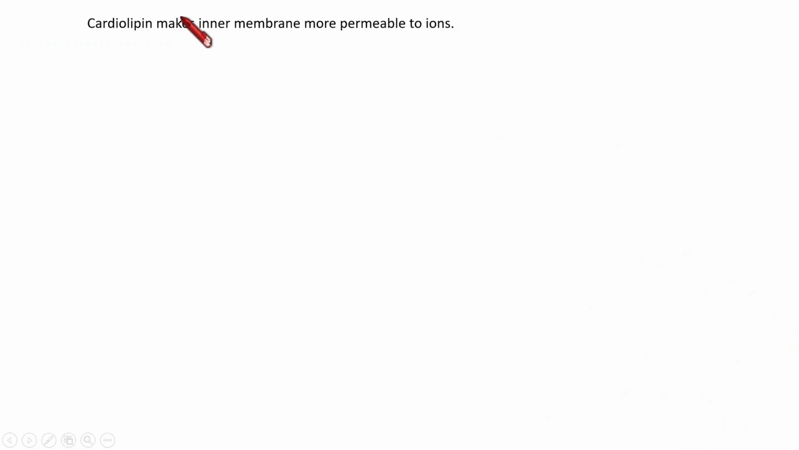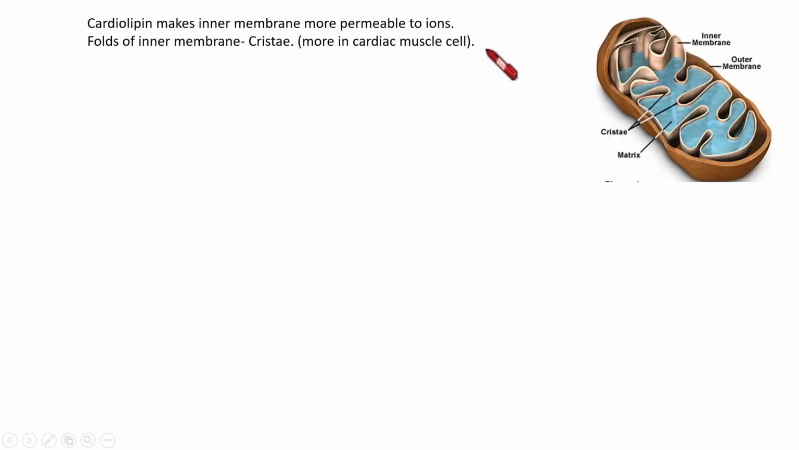Because of that, the inner membrane becomes more permeable to ions. Because of the presence of more cardiolipin, the inner membrane is more permeable to ions. And the folds, I already told you the name, it's called cristae. In that folding portion, the ATP synthase is present. ATP synthase, as the name implies, is the main motor that is synthesizing ATP.